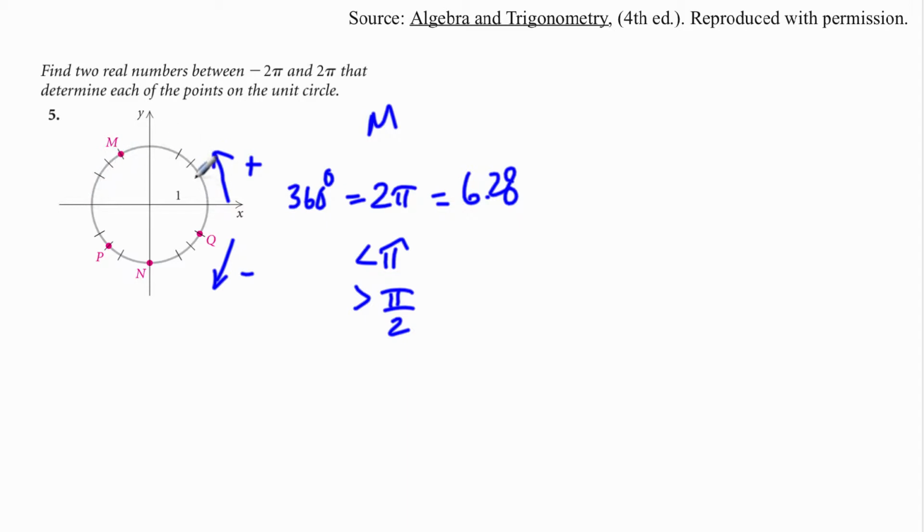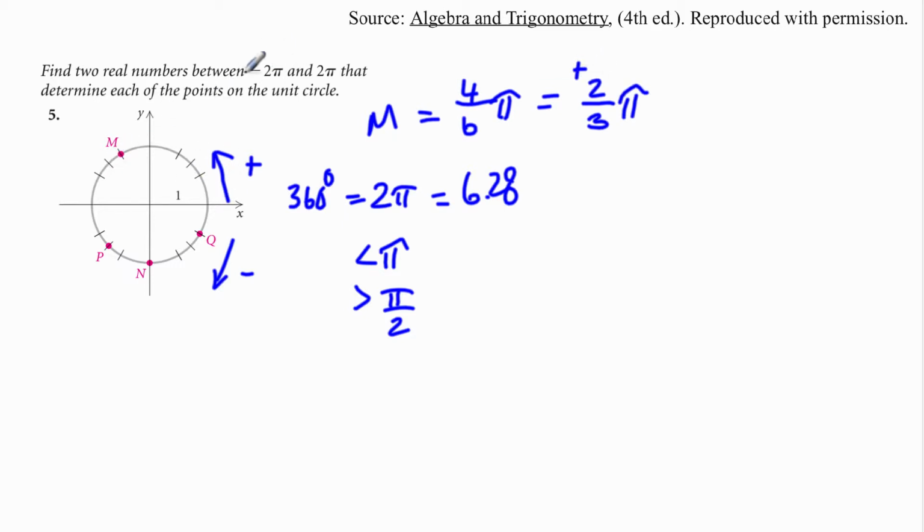So this would be 1/6 pi, 2/6 pi, 3/6 pi, 4/6 pi. Oh, that's the one we want, 4/6 pi. So M is actually 4/6 pi. Or if you simplify that, that would be 2/3 pi. And that's positive because I was going up this way.